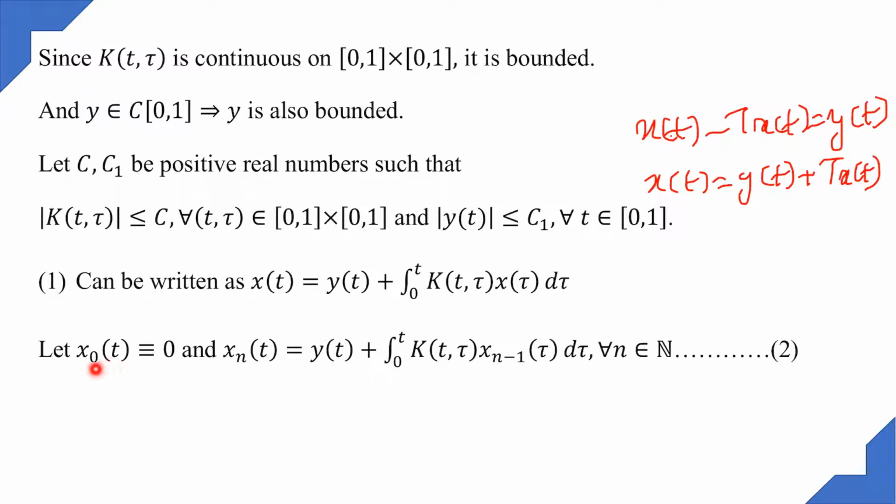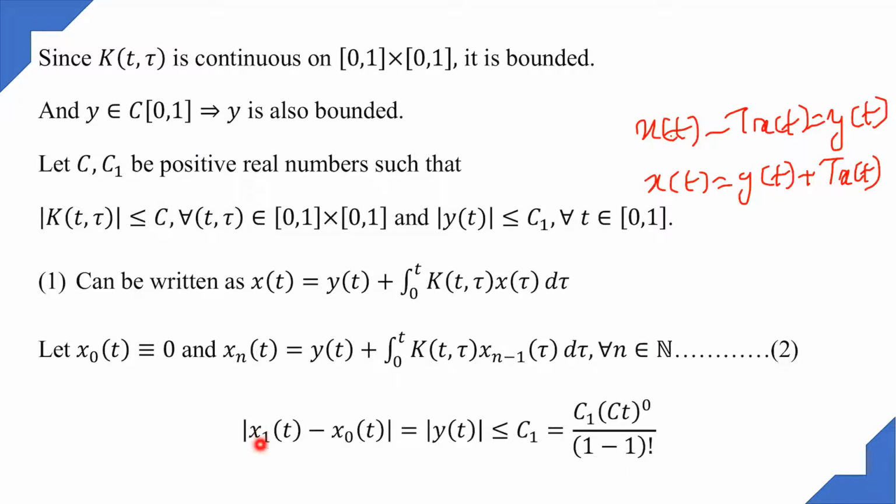Now I am taking x0(t) as the constant function 0. x0(t) is taken as the constant function 0. So on the entire closed interval [0,1], x0(t) assumes the value 0. And xn(t) is defined as y(t) plus the integral from 0 to t of k(t, τ) x(n-1)(τ) dτ for all n element of natural numbers.